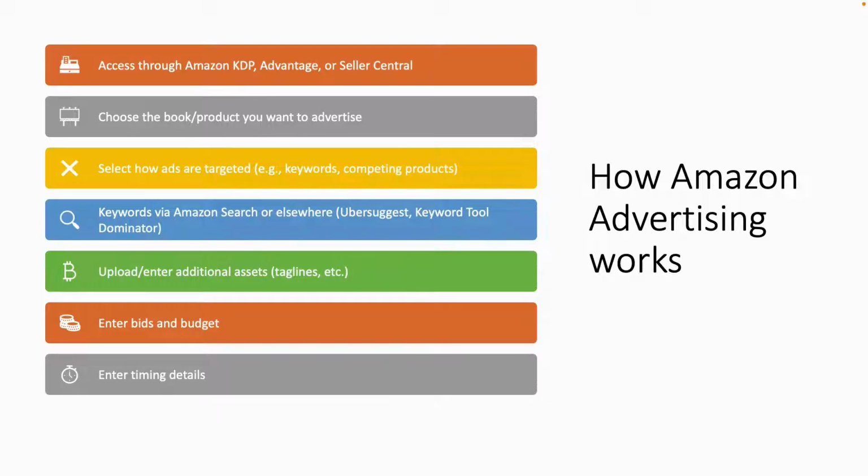If you are using a manual campaign, that is, you're supplying the keywords, you have to use the Amazon Search Console or some other tool like Ubersuggest to find keywords that you can use. I usually keep mine in an Excel spreadsheet. You upload additional assets, which might be a tagline. You enter your bids and budget, and then you enter the timing details. Those are the basic elements that Amazon is looking for.